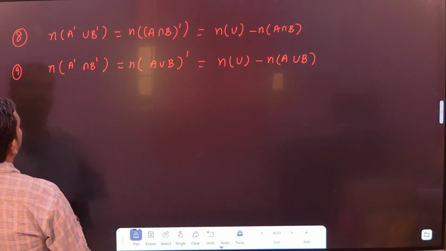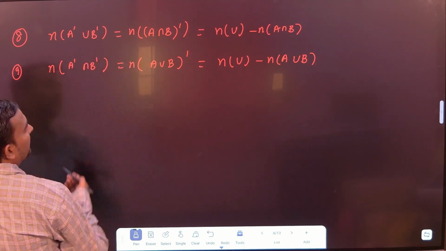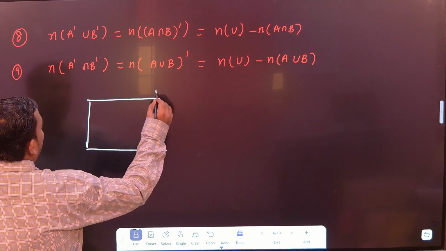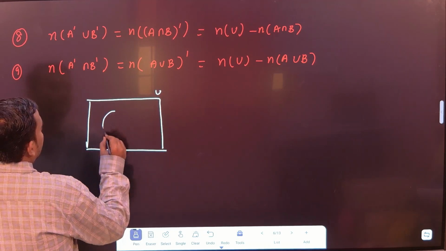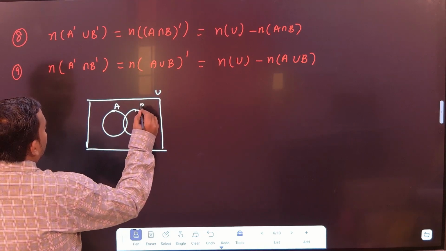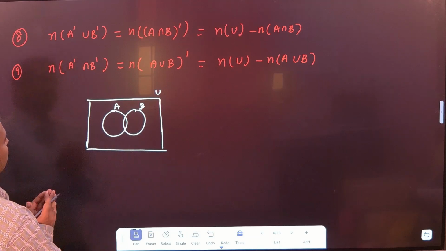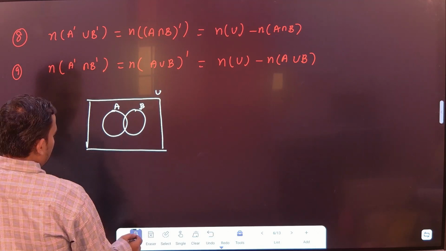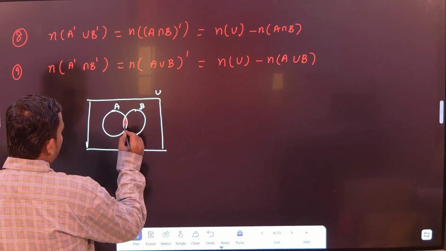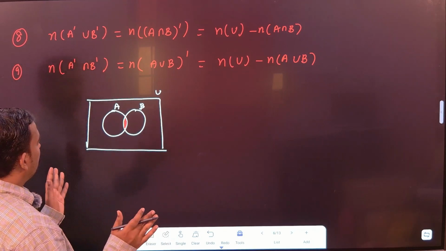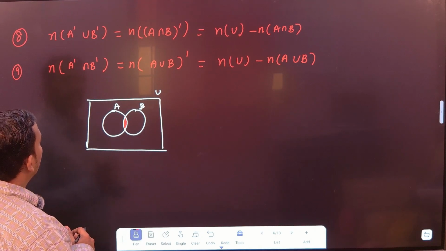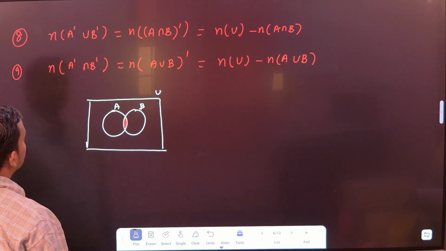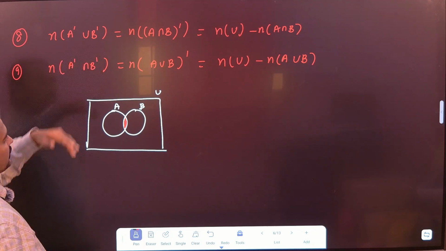You can see this, you can do it easily, right? If I take the universal set, this is your set A, this is set B, right? So A intersection B, if you remove it, you can see A intersection B, this portion, right? The whole union, you remove the A intersection B, then you will get A intersection B whole complement, right? You can see the Venn diagram, you can easily do it, right?